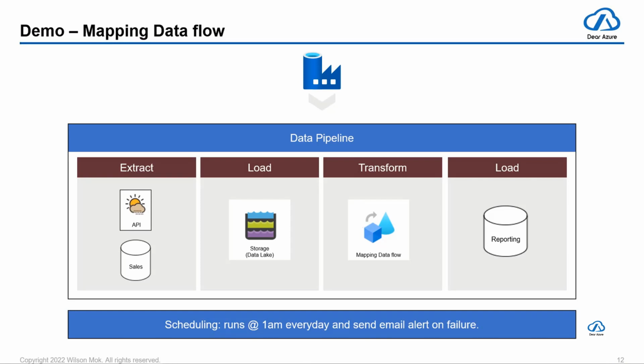We'll write all those data sets into our storage, or in this case, a data lake, which is a type of blob storage. We will use mapping data flow to read the data from our storage. It will transform the data. If we need to flatten the structure or rename columns, we can do that all inside mapping data flow. And then finally, in this case, we will load the data into the reporting layer of our sales database.